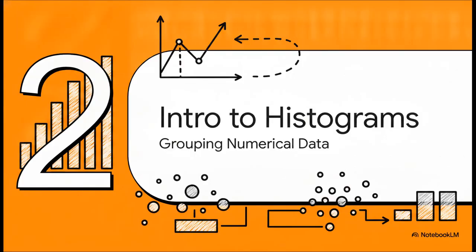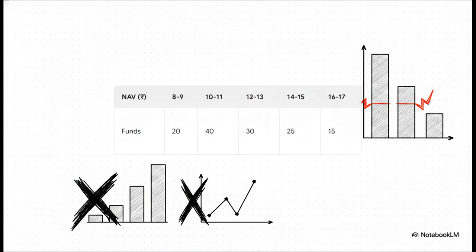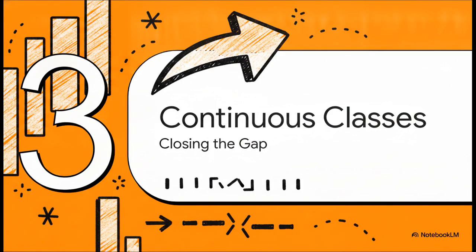Moving right along to part 2, introduction to histograms. Now, observe this data showing the net asset value of various mutual funds. If you look closely at the classes, the first is 8 to 9, and the next is 10 to 11, you'll immediately spot a glaring problem. The classes jump. They are not continuous. And here is the rule. We simply cannot draw a unified, proper histogram when there are gaps in our data. So, how do we fix this?